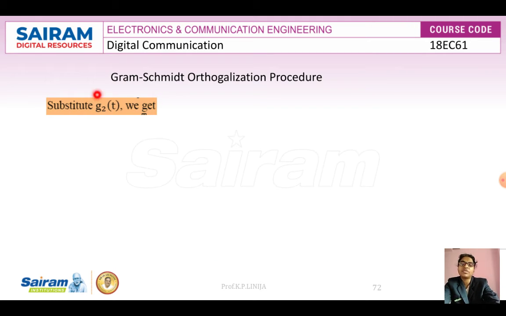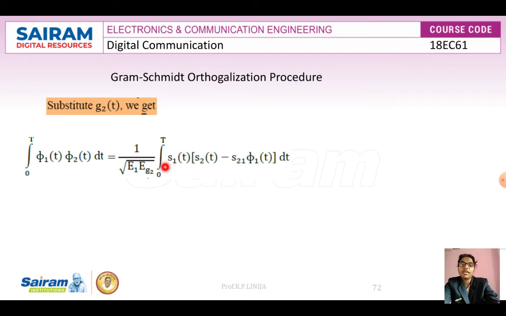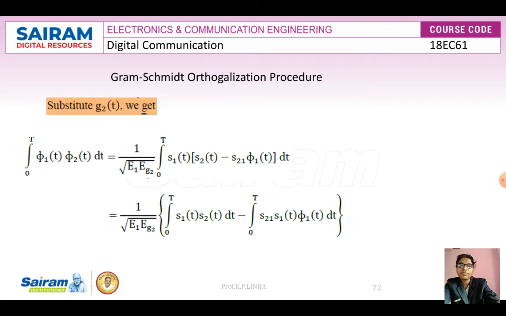We defined g2 of t. So if you substitute g2 of t in this equation, we get the integral of s1 of t into s2 of t minus s21 into phi1 of t, dt. Inside this bracket is the value of g2. Now we are multiplying s1 of t with this value. Therefore, we get this equation. So we are dividing this integral into two: the integral from 0 to T of s1 of t s2 of t dt, minus the integral from 0 to T of s21 s1 of t phi1 of t dt.